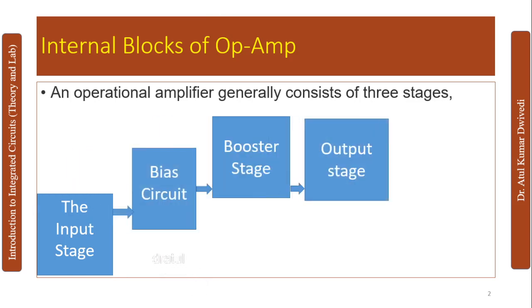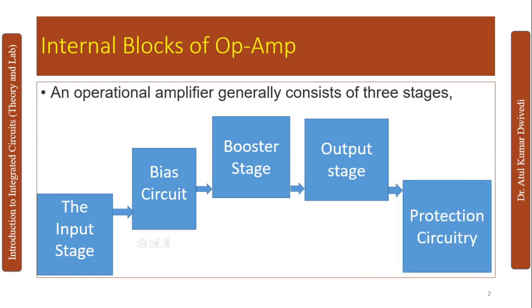But in a little more detail, this can be divided into five stages. The first stage is the input stage, the second stage is the bias stage, the third stage is the booster stage, the fourth is the output stage, and the fifth stage is the protection circuitry.